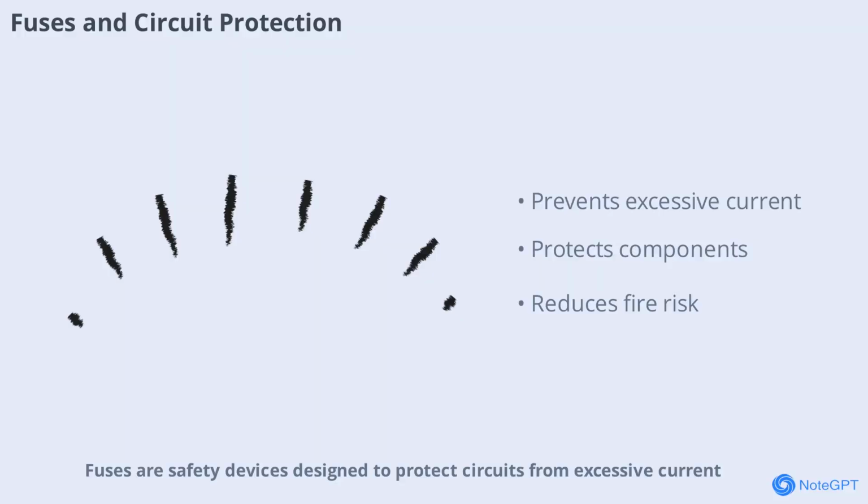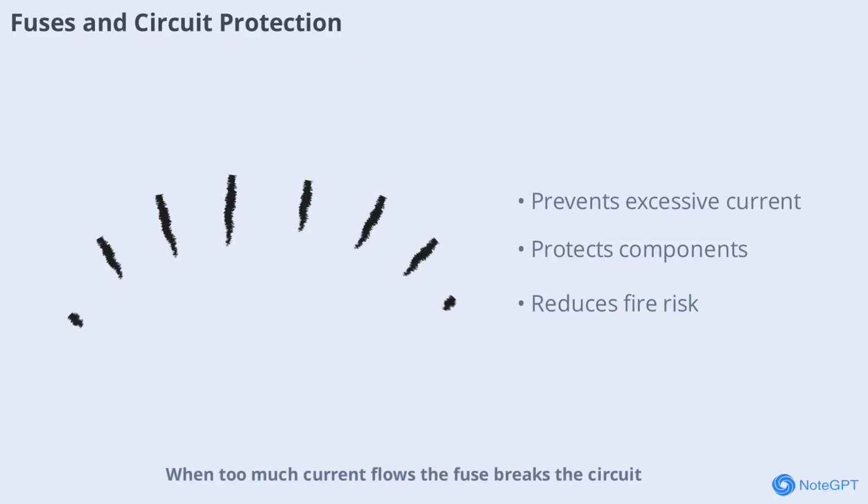Fuses are safety devices designed to protect circuits from excessive current. When too much current flows, the fuse breaks the circuit, preventing damage to components and reducing fire risk. Including fuses or other protection devices is a critical step in responsible circuit design. This ensures that even if something goes wrong, the circuit remains safe for users and equipment.